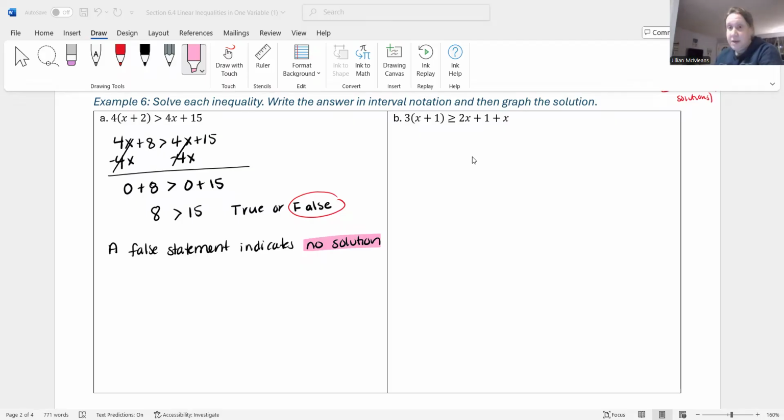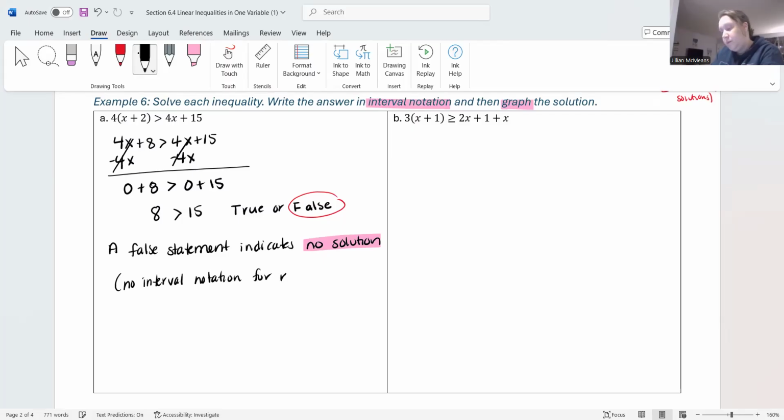So a false statement indicates no solution. Now, here's the deal. The directions told us to write our answer in interval notation and then to graph it. Well, if you don't have a solution, there is no interval. So no interval notation for no solution.